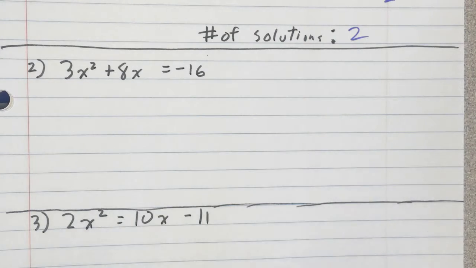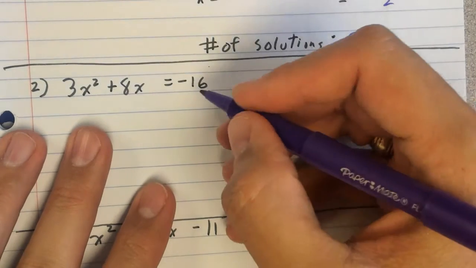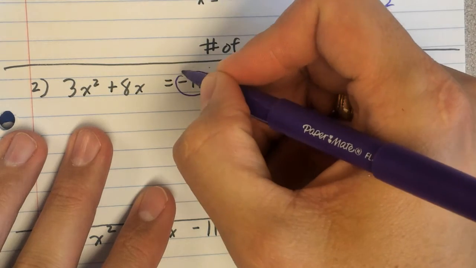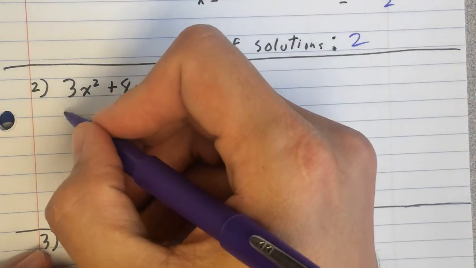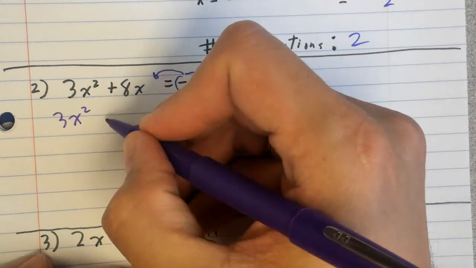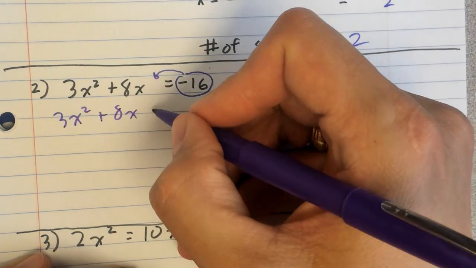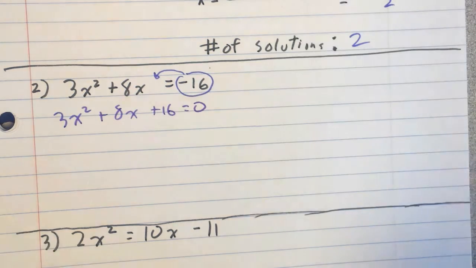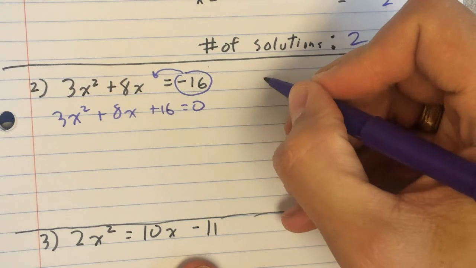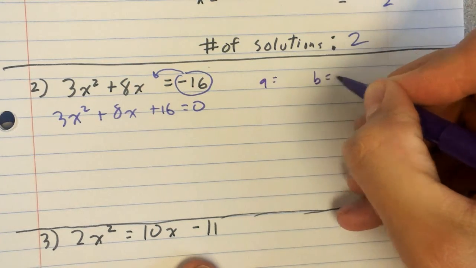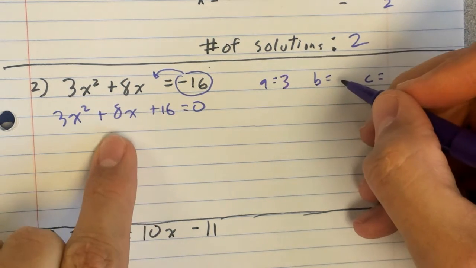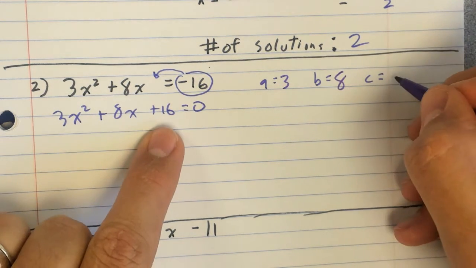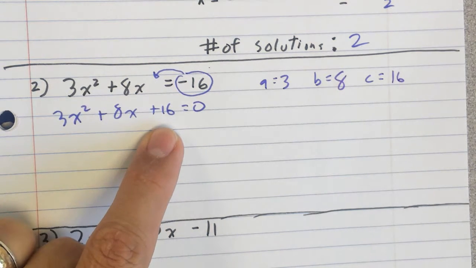Okay, standard form, definitely not in standard form. We're going to need to take this negative 16 across the equal sign, and of course it's going to change signs. So we have 3x squared plus 8x plus 16 is going to equal 0. I'm going to list out my a, my b, and the c. A value is 3, b value is 8, c value is 16.